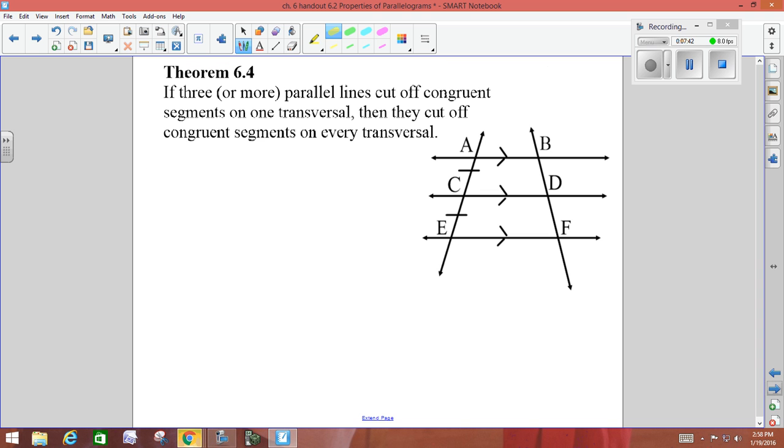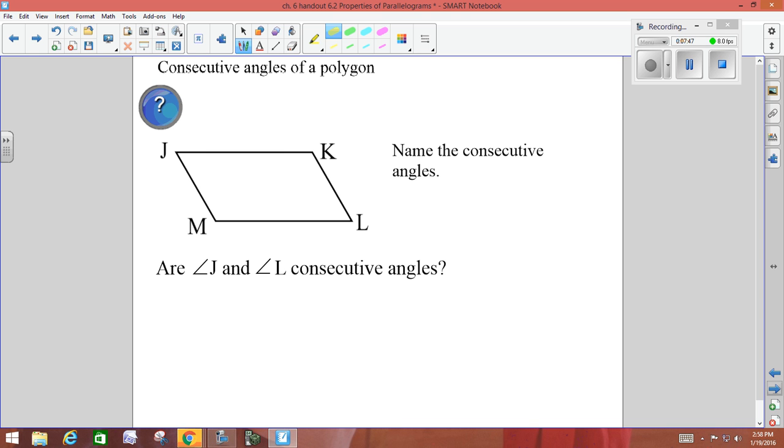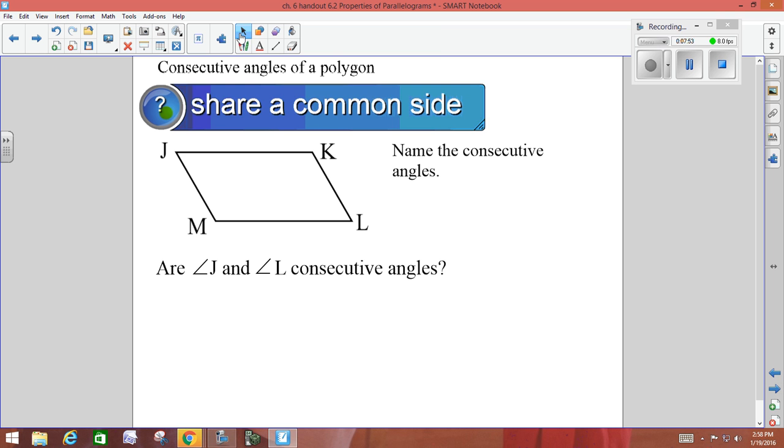I'm going to skip the next theorem for right now. We're going to come to it. We're going to go down to the bottom where it says consecutive angles of a polygon. And then you got a big blank line. Consecutive angles of a polygon share a common side.